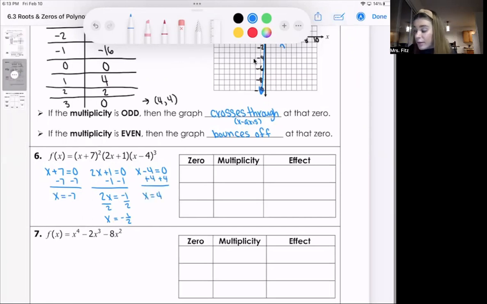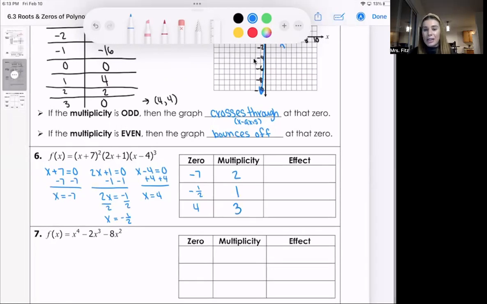So we have 3 zeros. We have 1 at -7, 1 at -1/2, and 1 at 4. The multiplicity, remember, is the number of times that factor is repeated. So looking at x plus 7 squared, that is repeated twice, right? Because it's squared. 2x plus 1, well, it's to the first power. It has a multiplicity of 1. X minus 4 cubed has a multiplicity of 3.